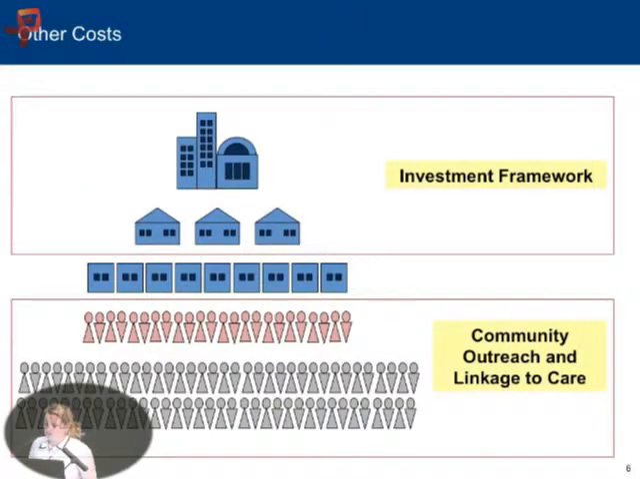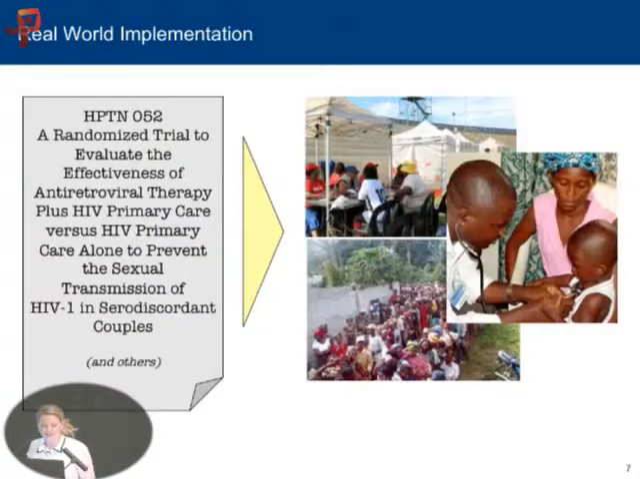I mentioned that there are other costs. Catherine talked about the investment framework, which is really helping prioritize how those facility level costs are allocated. And as I mentioned, the previous panel has been talking about community outreach and linkages to care and what that might look like. I think the biggest unanswered question that we have, though, this is my last slide, is what do all these costs look like in the real world, in real life?